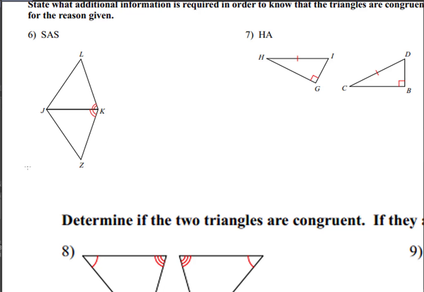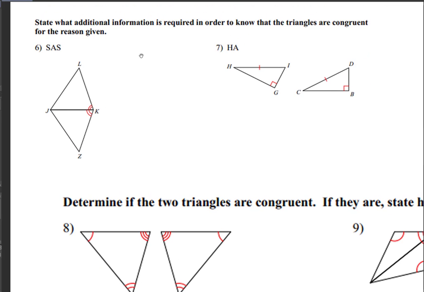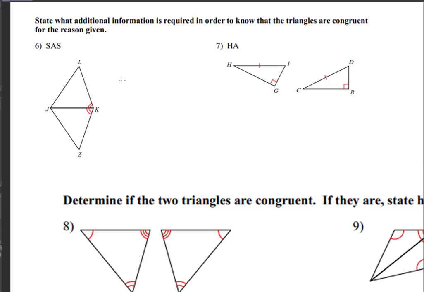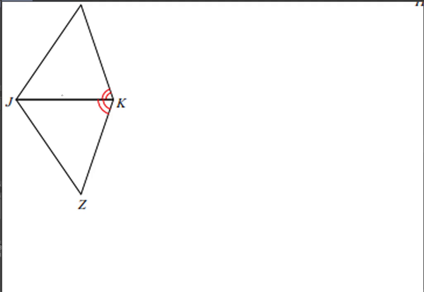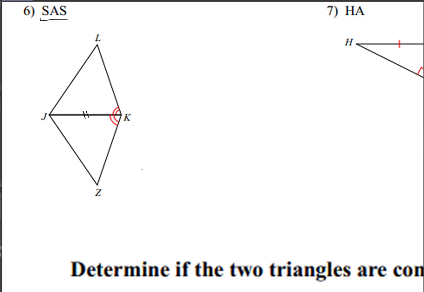They want to prove this, all right? See what additional information is required to prove that the triangles are congruent for the reason given. So they want it to be congruent by side, angle, side. So because they want it to be congruent by side, angle, side, we already know that this side is congruent to itself. So really the only side that we need to know at this point is that this side is congruent to this side. So we need to know that ZK, right, is congruent to LK, all right?